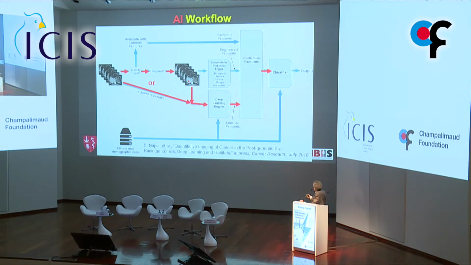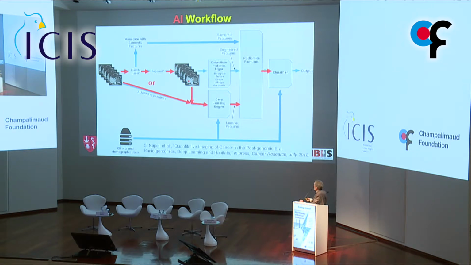I just want to, as I close, show the AI workflow in this diagram. There are basically two choices. Before, I only went through this way, but you can identify the tumor, segment it, and then go into the deep learning engine. The deep learning engine, just like engineered features, results in a vector of features, except these have been learned and not constructed.